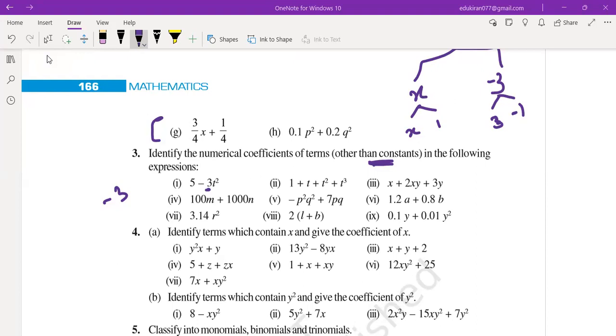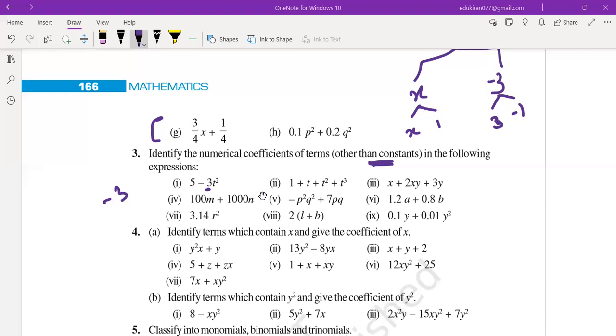Yes, ma'am. I'm done. Okay, so let's just discuss the answers. For the third one, tell me the answers. I'm just telling the coefficient, you can just correct it, right? For the first one, the coefficient is -3. The term is going to be minus 3t squared, so the coefficient is -3. Fine with everybody? I just need 3s, okay?